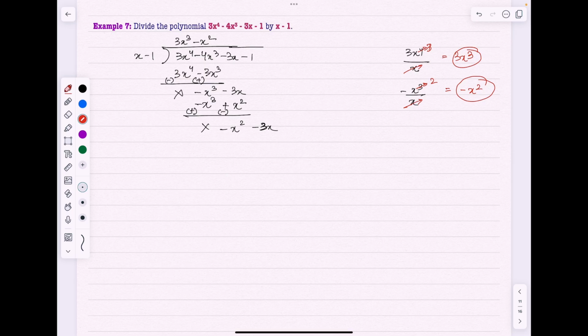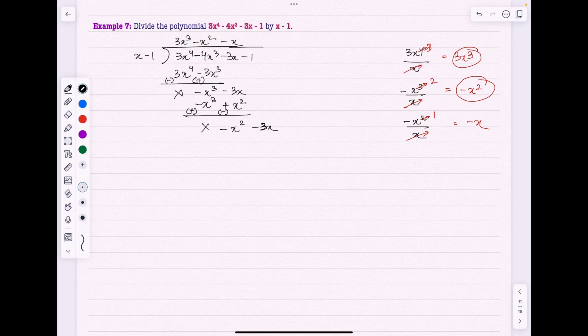Getting this minus x cube plus x square. Same thing. Now the quotient is this. So you write the first term of the quotient, minus x square, over the first term of the divisor, x. So this x is cancelled, one power is gone. So this is minus x.